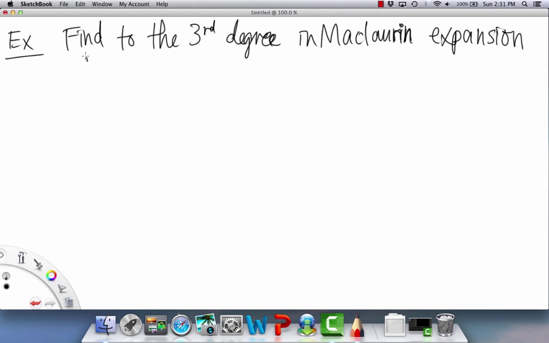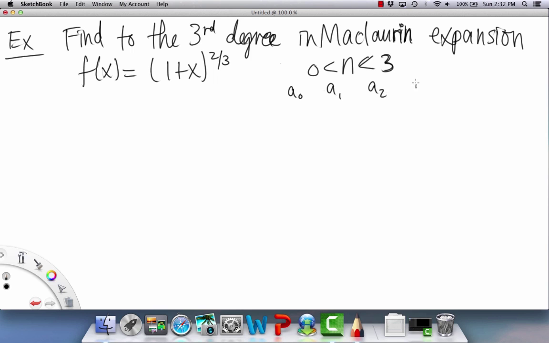And the given function is f of x equals 1 plus x to the 2/3. And then we'll have n going from, so this is what we're given. And then from this, we can determine that to the 3rd degree, that means that n goes from 0 to 3, right, to the 3rd term. That's basically what it means. Or maybe not the 3rd term, but up to the 3rd term, because we'll have A0, A1, A2, and A3. Okay. So let's find the coefficients first.